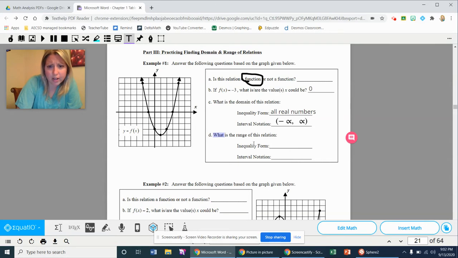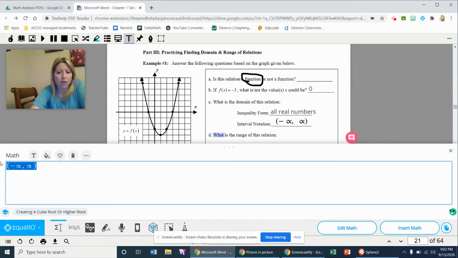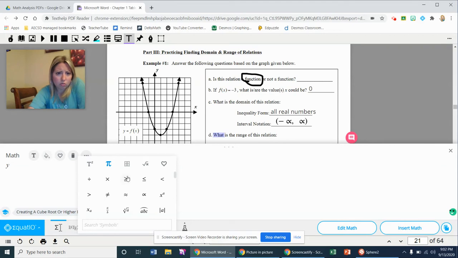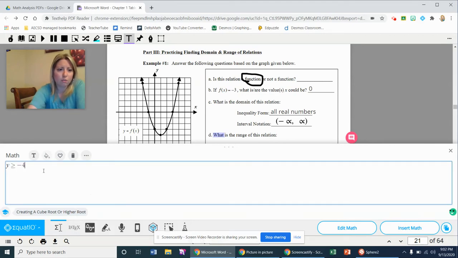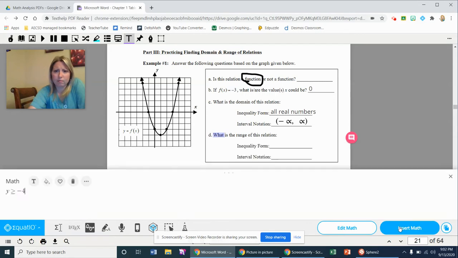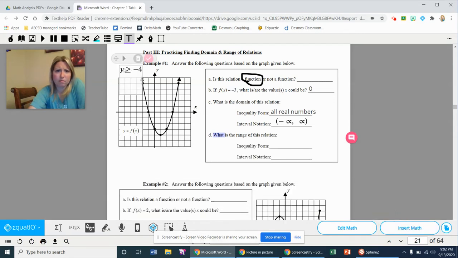All right. What's the range? Well, the range has a definite bottom. So let's just look. This is the lowest that we go, right? Lowest to highest. So this is 1, 2, 3, 4, -4. So y equals -4 is the lowest that we go. So in inequality form, that would be that y is greater than or equal to -4.